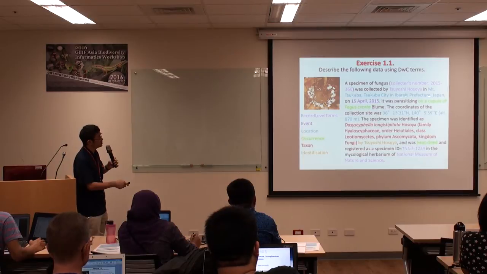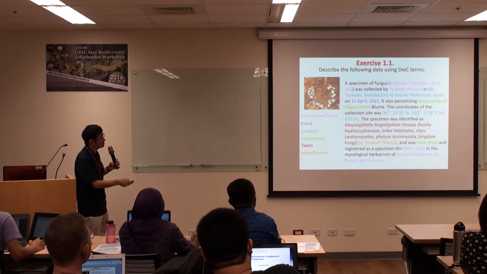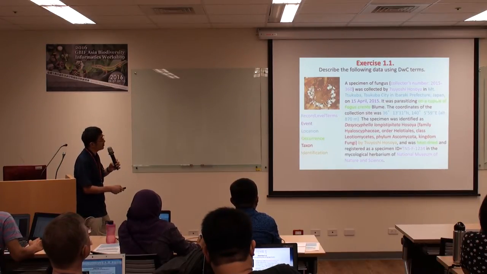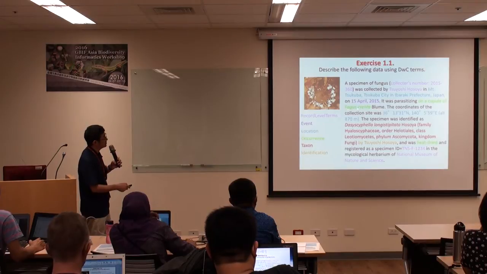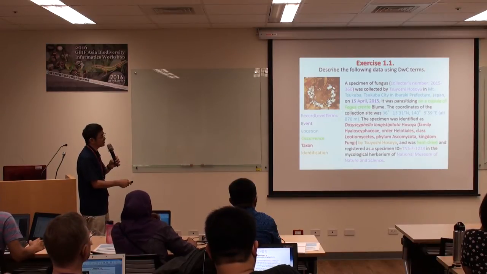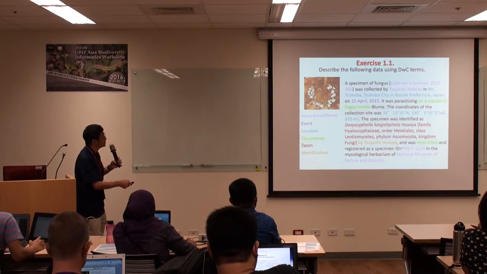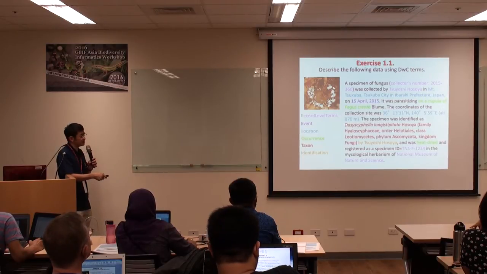And these are the location information. And finally, this is together with longitude and latitude indicated here, together with the elevations. So it was parasitizing on a tubule of Fagus crenata. This is a kind of occurrence information. And together with the species associated with this species. Okay. And the specimen was finally identified as this species.